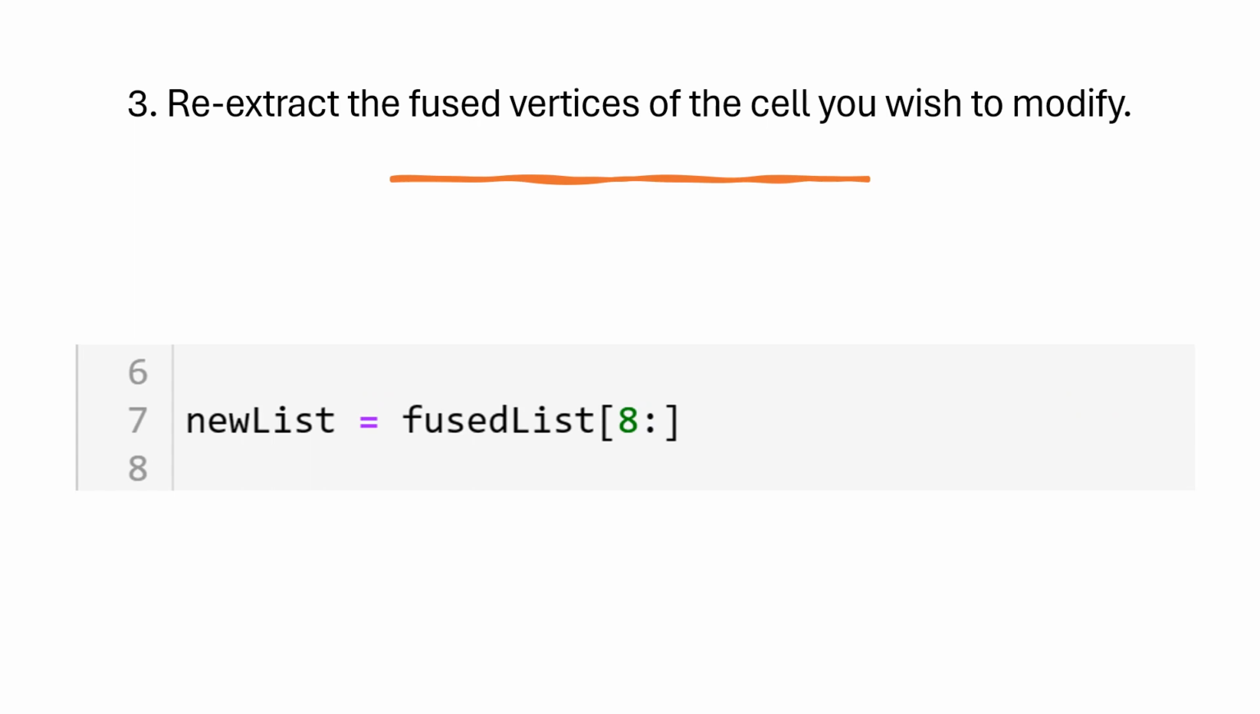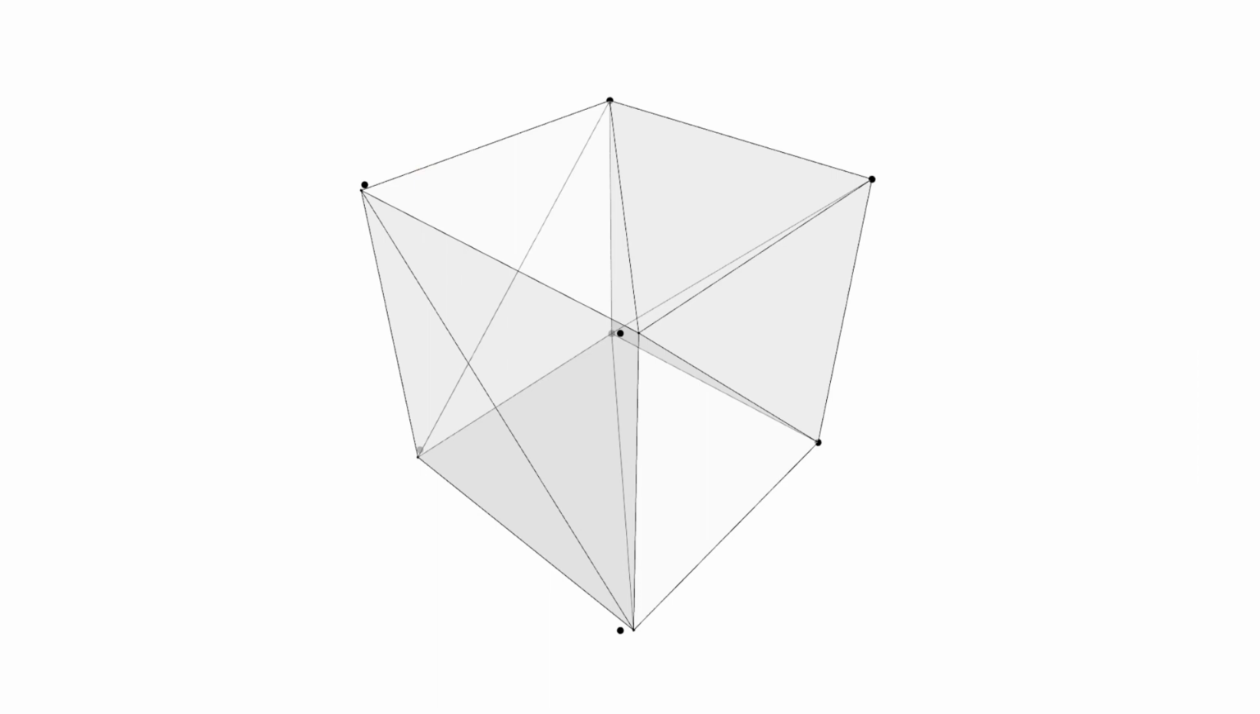So now we re-extract the fused vertices of the cell that you wish to modify, and in this case, we're going to modify the second cell. We're going to leave the first cell exactly as it is. So we're going to get a new list, which is the fused list, and this is a bit of Python syntax. That means from index 8 all the way to the end of the list. So we're getting the last half of the fused list.